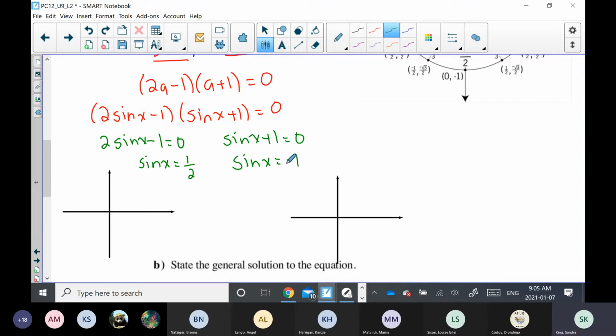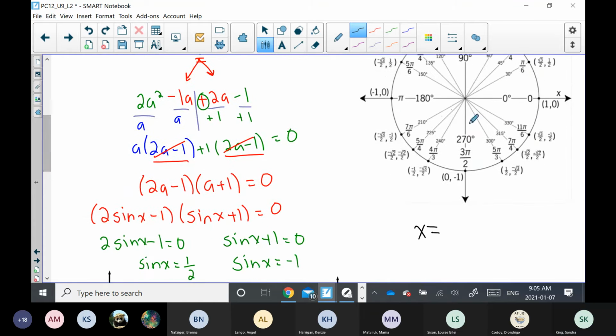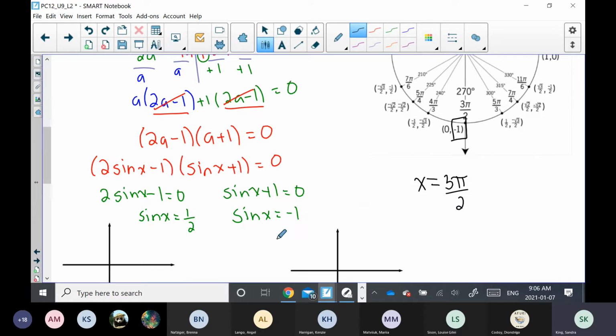Okay, let's start with this one. Sine of x is equal to -1. So where is y, because sine is y? Where's y negative 1? If you look at your unit circle, right here, that's the only place where y is negative 1, and that is 3 pi over 2. That is one of my answers. So this one is done.